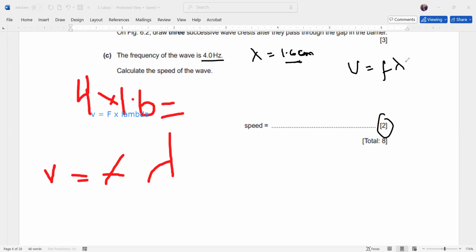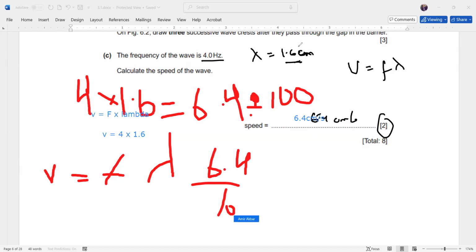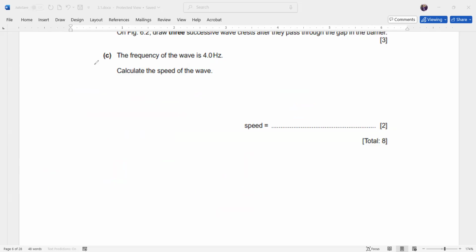Like if 4 multiplied by 1.6, what is the answer? 6.4. So in that case, this will be 6.4 centimeters per second. But it's wrong, we will write in meters per second. This is not the right way of converting a unit. The reason is that you don't convert the unit at the last. You convert the unit before substituting in the formula.